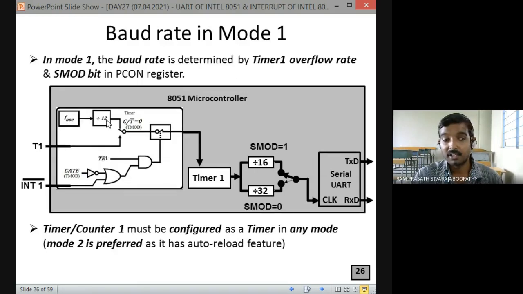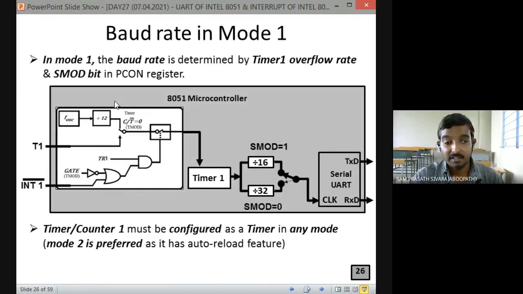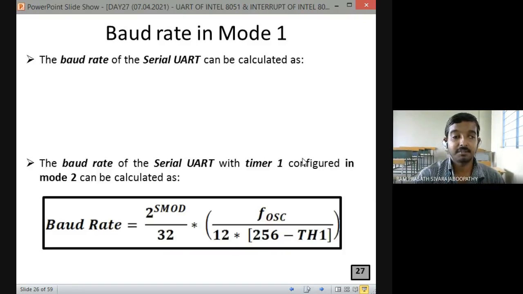FOSC divided by 12, divided by 256 minus the count value what I am loading. Okay. See, these are the things you have to understand. Timer 1 overflow rate depend பண்ணி தான் baud rate இங்க இருக்க போகுது. So this is the formula for that. The formula க்கான reason நான் சொல்றேன். FOSC divided by 12. That value divided by timer 1 overflow rate. That value multiplied by 2 power SMOD by 32. What is the meaning for this? If SMOD is equal to 0, 1 by 32, divided by 32. Correct? If it is 1, it is divided by 16. That's the meaning for this formula.